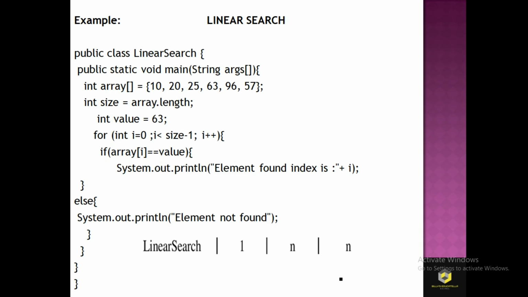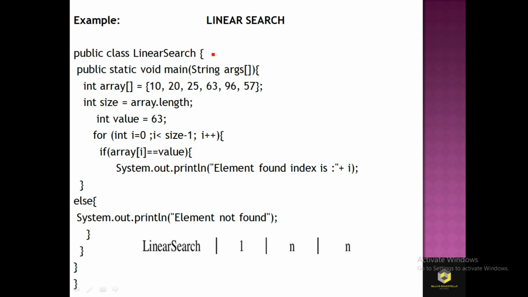Now let us discuss an example of linear search. Here I consider an array of 6 elements: 10, 20, 25, 63, 96 and 57. First, coming to the best case, I want to search for 10. I want to search only 10 and don't want to search the remaining elements, so this comes under the best case. Coming to the worst case, when I want to search for 57, which is at the end of the array, that comes under the worst case.